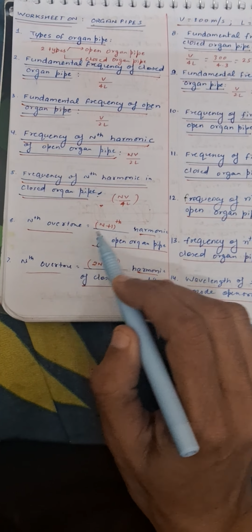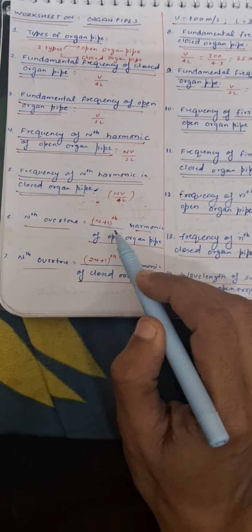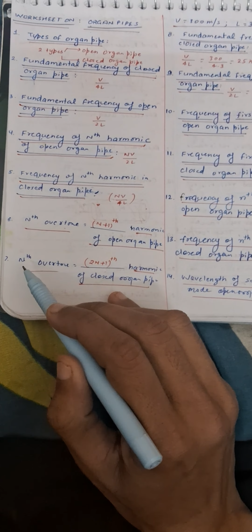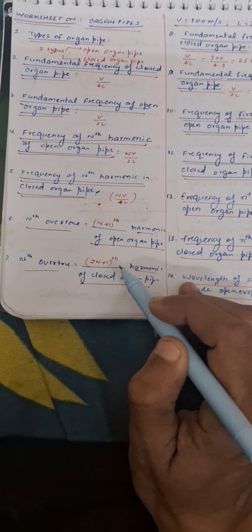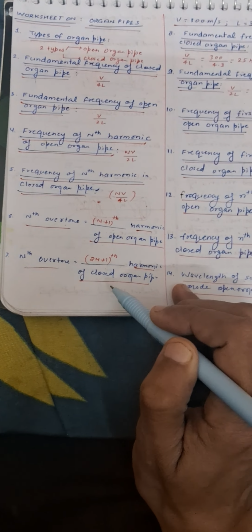Next is nth overtone. So this is (n plus 1)th harmonic of open organ pipe, and nth overtone is (2n plus 1)th harmonic of closed organ pipe.